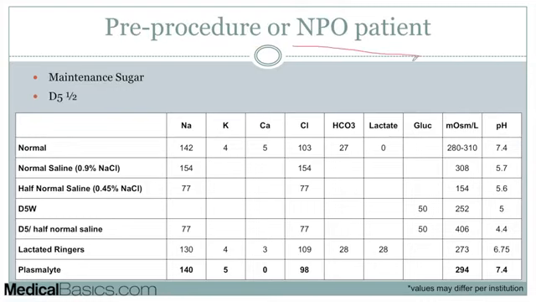The next thing is going to be a pre-procedure NPO patient. Remember the example that I gave before. If you have a patient who has some type of ileus or some type of obstruction that you want to just keep them NPO, or they have a procedure and all they need is some maintenance fluid. So what you're going to do is typically these patients are going to get D5 half normal saline. You want to give them their sugar that they need to just kind of keep their body running.